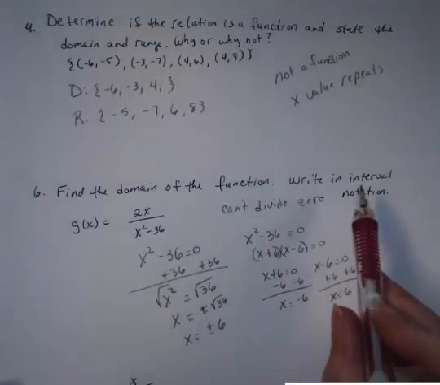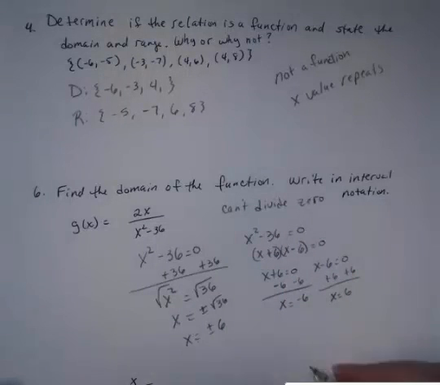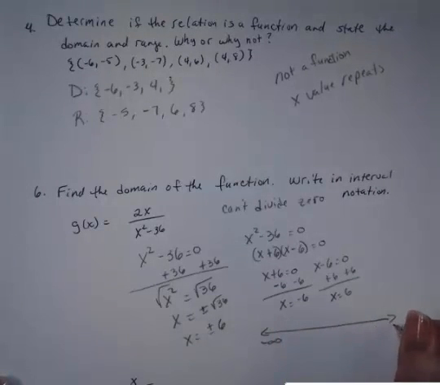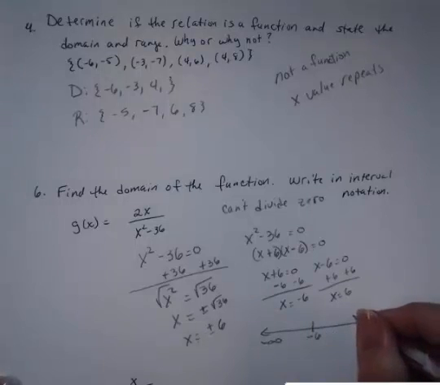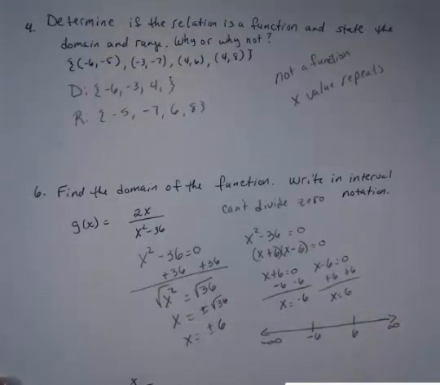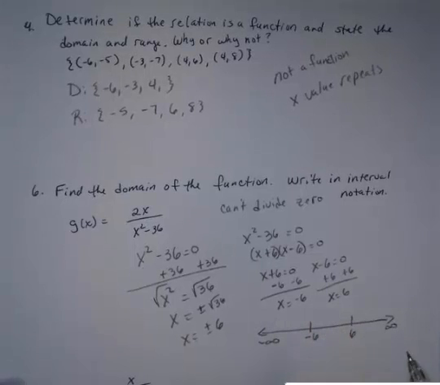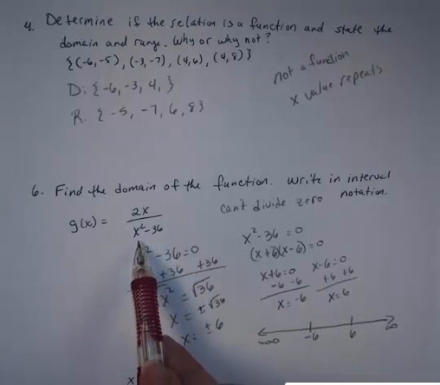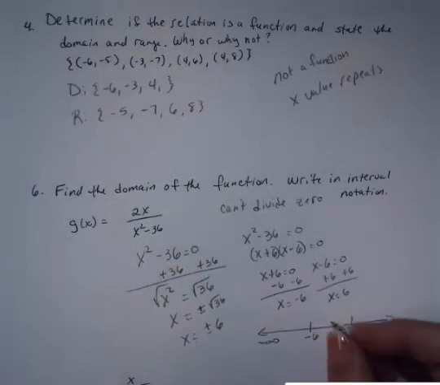The next part said we had to write in interval notation. So to write in interval notation, we're going to draw a number line with -infinity and infinity, and we're going to put the two numbers that we're concerned about, -6 and 6. These answers mean that we can't have x equal to -6 or 6, because if we plug those into our denominator, they will equal 0. 6 squared is 36, minus 36 would be 0, and -6 squared will get us positive 36, and minus 36 would get us to 0.